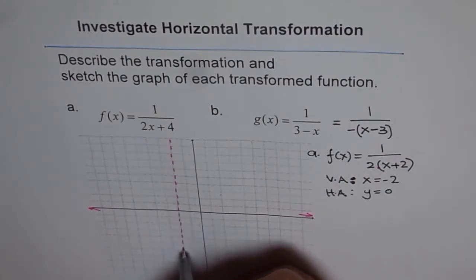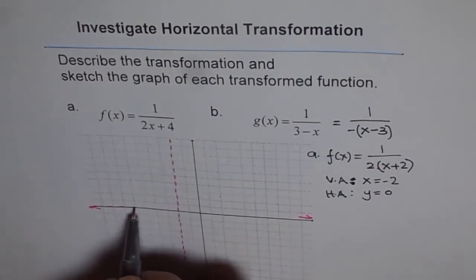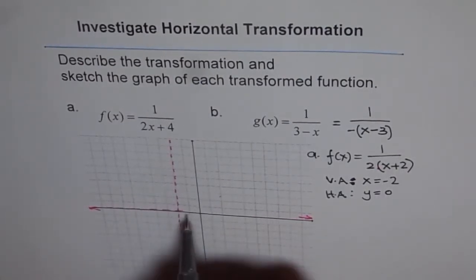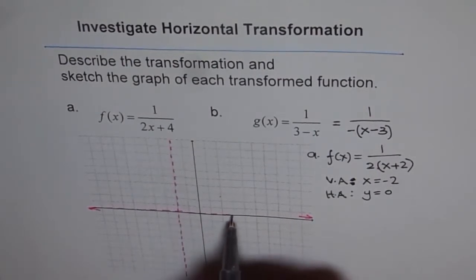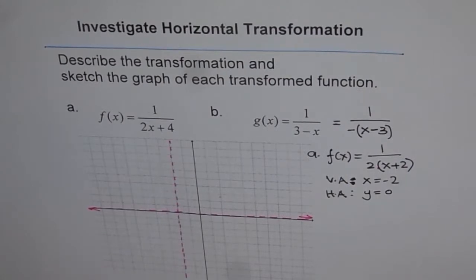So draw a dotted line along the vertical asymptote. That demarcates two halves of your reciprocal function. And there is no harm in even showing the horizontal asymptote, maybe the x-axis, so at least you know your function is approaching the x-axis. And that is the horizontal asymptote.